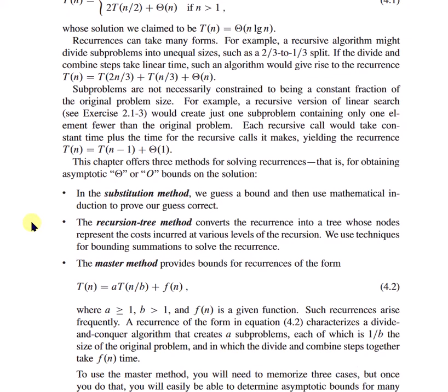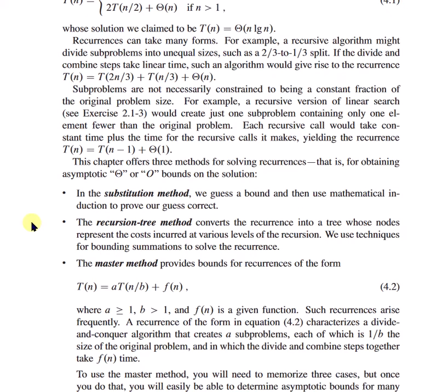This chapter offers three methods for solving recurrences, that is, for obtaining asymptotic Theta or O bounds on the solution. In the substitution method, we guess a bound and then use mathematical induction to prove our guess correct. The recursion tree method converts the recurrence into a tree whose nodes represent the costs incurred at various levels of the recursion. We use methods for bounding summations to solve the recurrence.